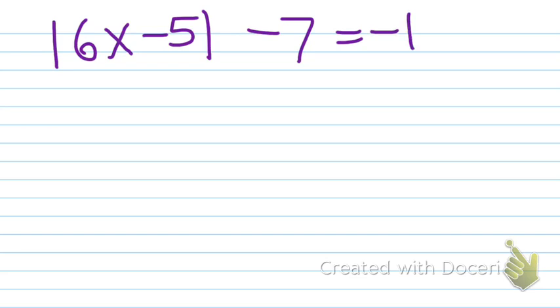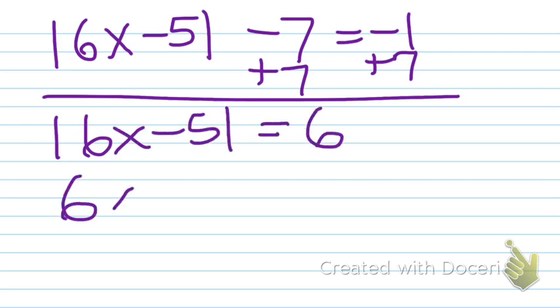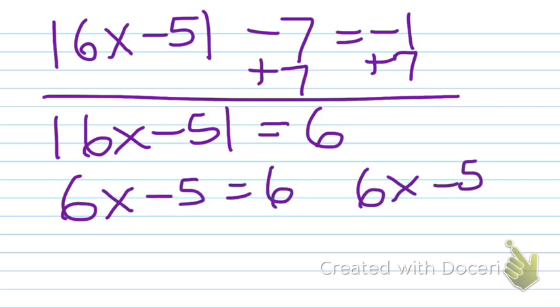Okay, so let me recopy everything quickly. Absolute value of 6x minus 5, minus 7 equals negative 1. Add 7, add 7. We have absolute value 6x minus 5 equals 6. We copied 6x minus 5 equals 6 two times. And we put a negative in the front of 1.